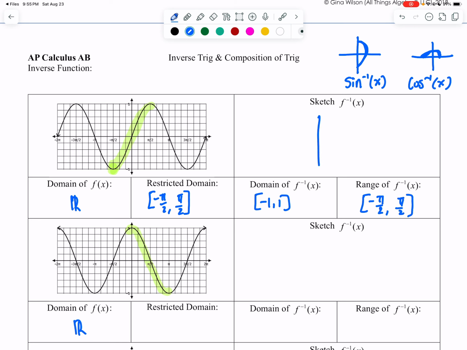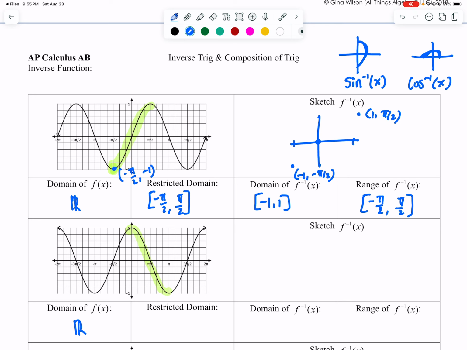To sketch this, I'm just going to go ahead and switch my x and y coordinates. I'm going to tell you in advance, I'm not the best at sketching this, so bear with me. We have negative pi over 2, negative 1, which becomes negative 1, negative pi over 2. So I'm going to put that right here. We also have 0, 0. And then we also have pi over 2, 1, which becomes 1, pi over 2.